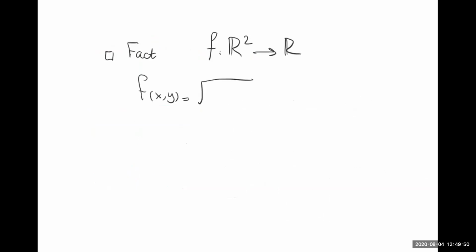Okay. So there is one more fact I want to mention here. Fact: if we have a function f from R2 to R, say f of x and y is the square root of, say, 4 minus x squared minus y squared, we could look at its level curves.